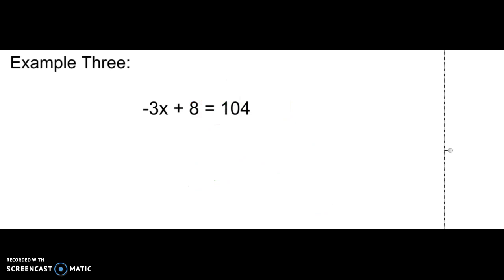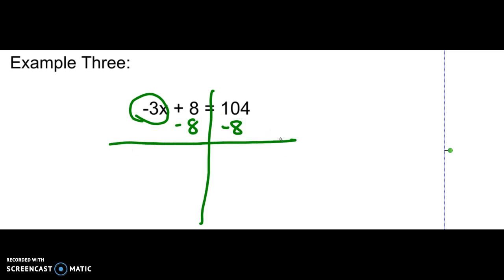So this is going to be example number 3 here. We have, and I'm going to set up with my line down the equal sign, -3 times x plus 8 equals 104. So our first step here is to get rid of our +8 by doing the opposite and subtracting 8. After I do that, my +8 and -8 cancel out, and I am left with -3x equals 104 minus 8, which gets me 96.